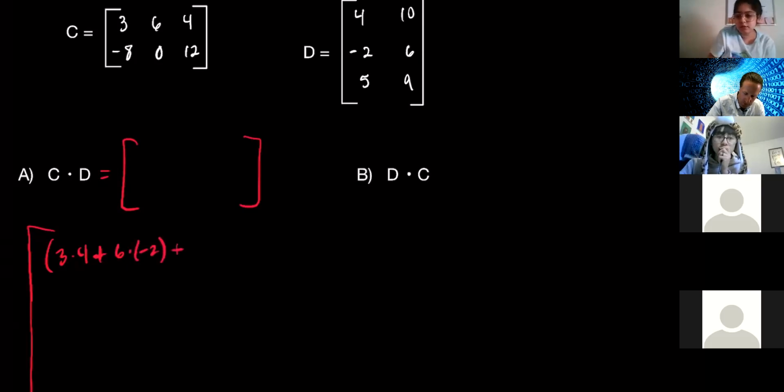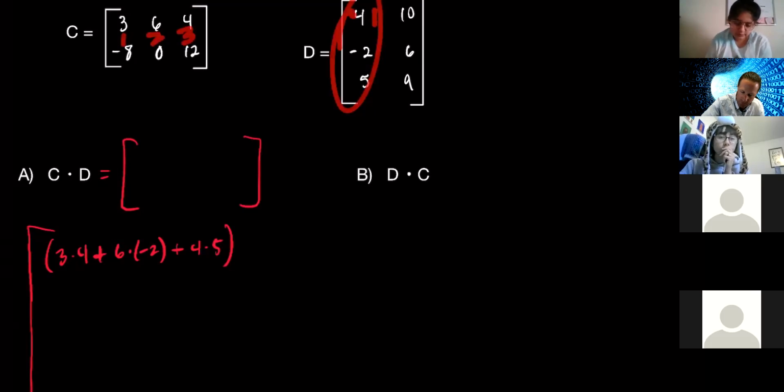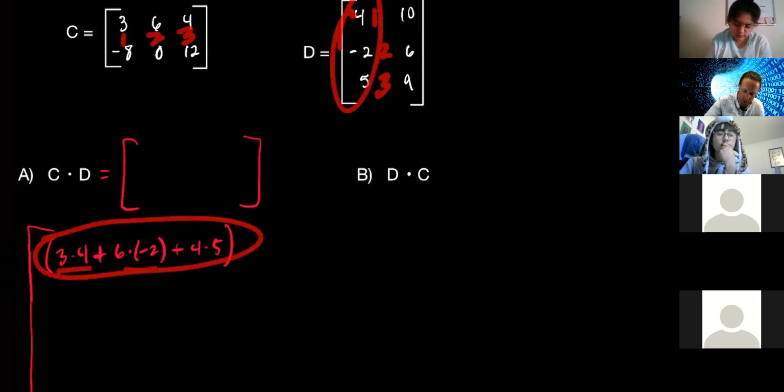So I'm going to have a 3 times a 4 plus, now I'll do the second of each row and column, 6 times a -2. And then the last one, which would be a 4 times a 5. So I took this row for the first, second, and third, and I multiplied it with this column with the first, second, and third. And that all together, after I find each product and add them together, will give me my first element in my new multiple.